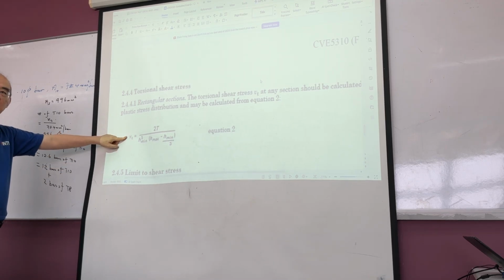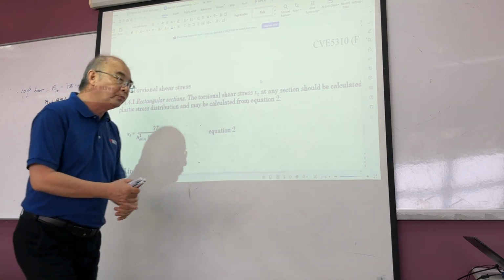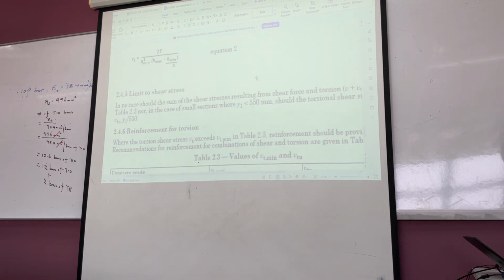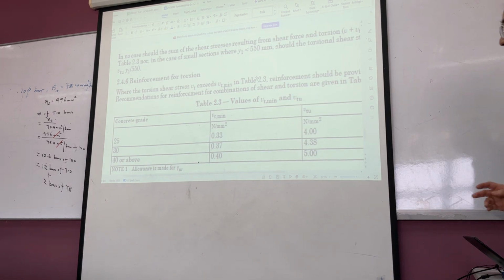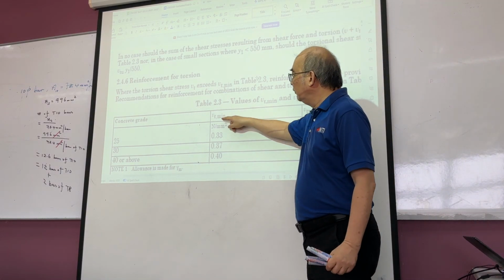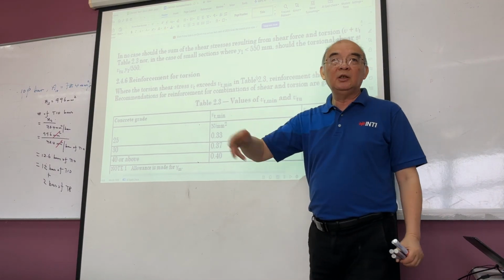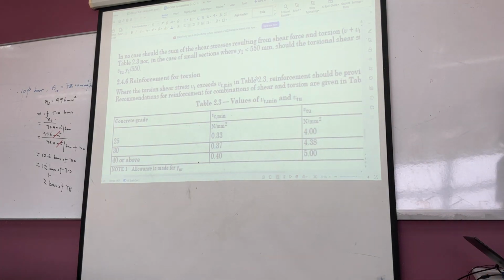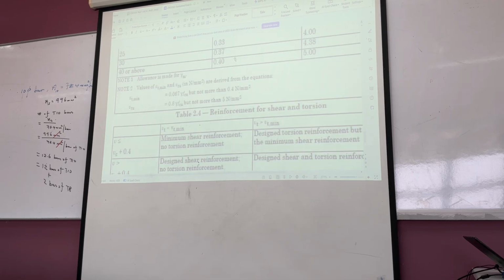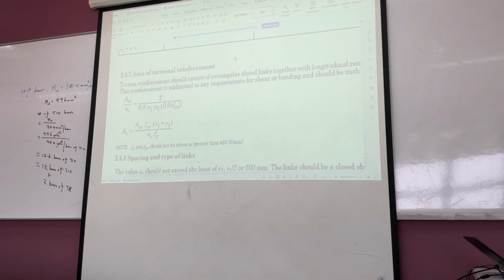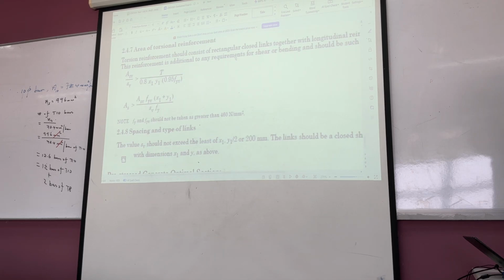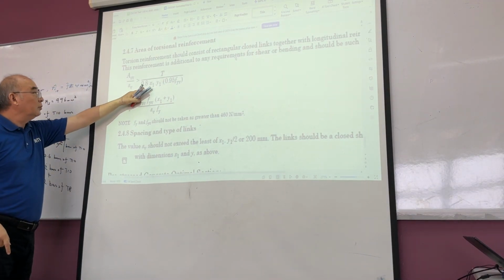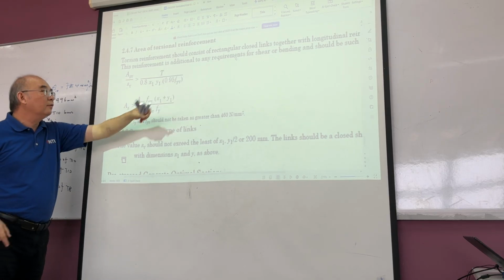One is this one, to calculate the torsional shear stress. Then limits of shear stress are also given to you. Make sure that if this is greater than vt min, that means we need the torsional shear link. Okay? And then the area of reinforcement here: Asv over sv is equal to T over 0.8 x1 y1 0.95 fyv.